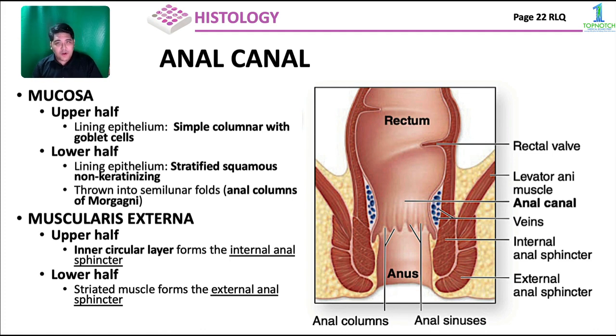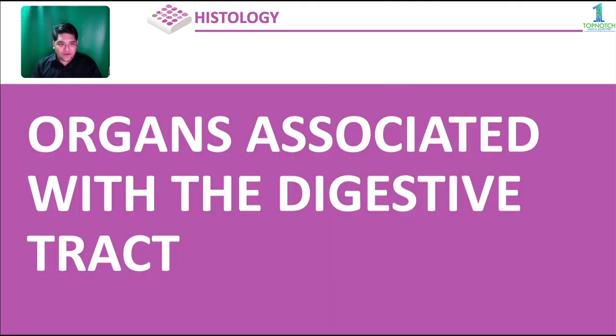Ang muscularis mo, important, take note, upper half, inner circular layer, which forms the internal anal sphincter. In the lower half, it is a striated muscle already under voluntary control, external anal sphincter. Okay, so voluntary control, this one for the lower half, and then for the upper half, you have your internal anal sphincter. So let's move on to the organs associated with the digestive tract.